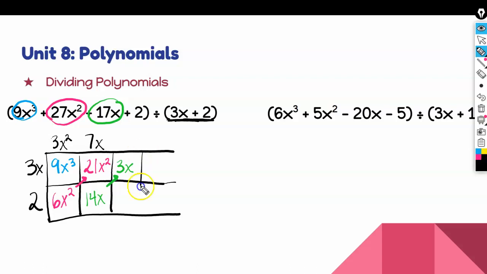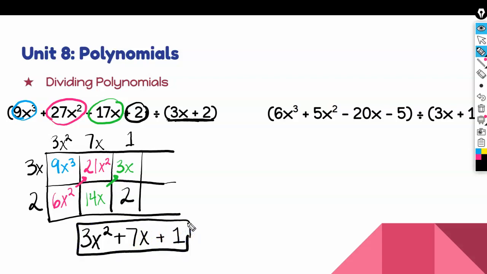So what multiplies with 3x to give me 3x? It's the same thing, so that means that it multiplies with 1. And then I can finish out 2 times 1 is 2. And I have a 2. So we're done. And our answer is 3x squared plus 7x plus 1.